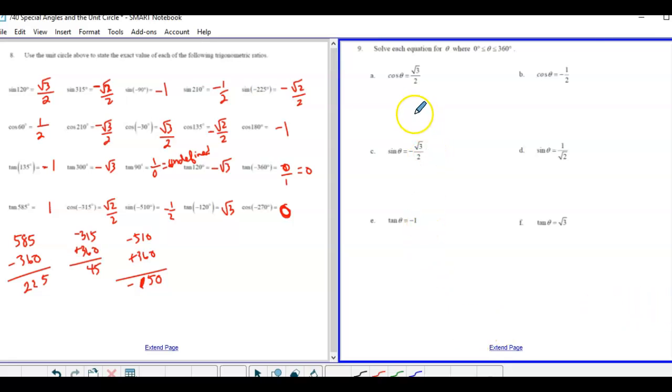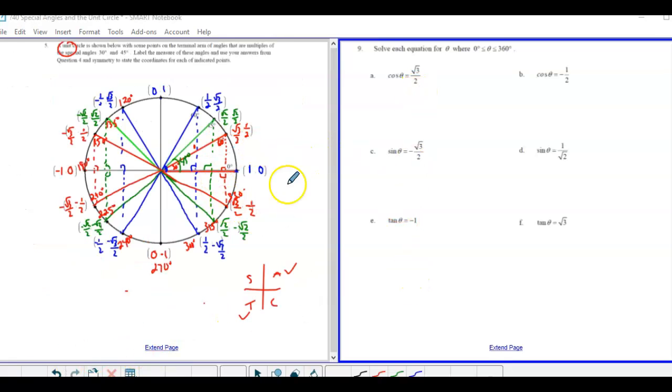All right, so it says solve each equation for theta. So now we're working backwards. I've just moved the unit circle so you can access it on the screen here, but it's on your paper. So you want to look where you get a cosine ratio of root 3 over 2. So that's an x value of root 3 over 2. That's the very first one here. So we know that theta is equal to 30 degrees. We have to list all the values between 0 and 360. So there's more than that. Where else do you see a root 3 over 2 for x?